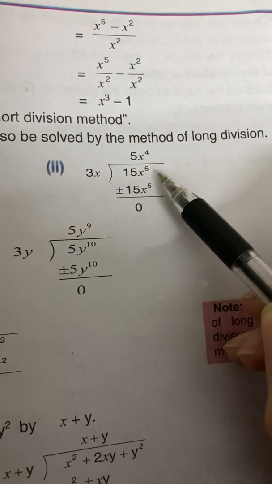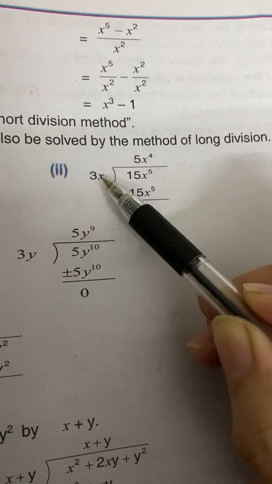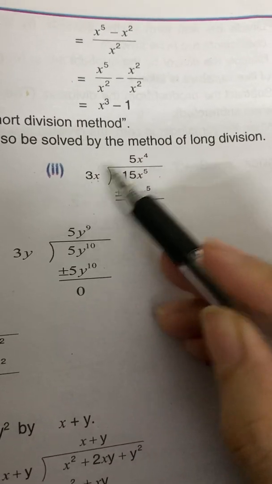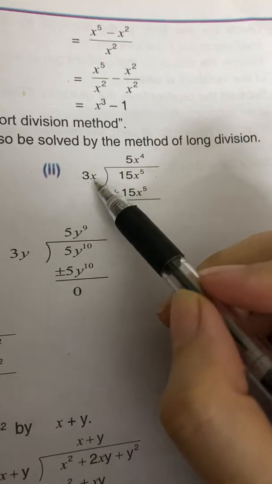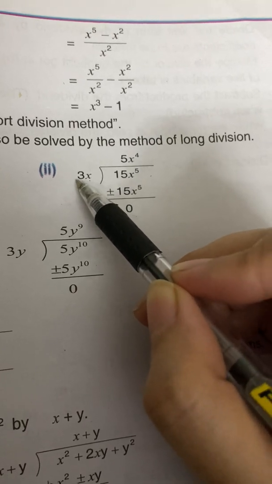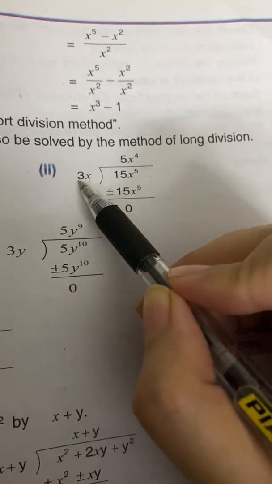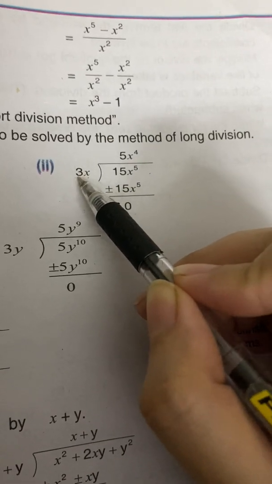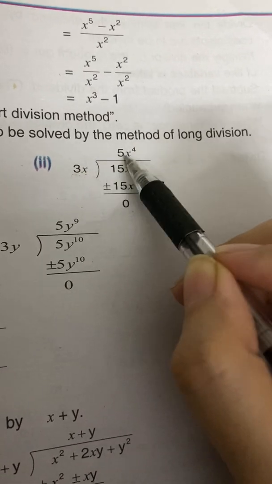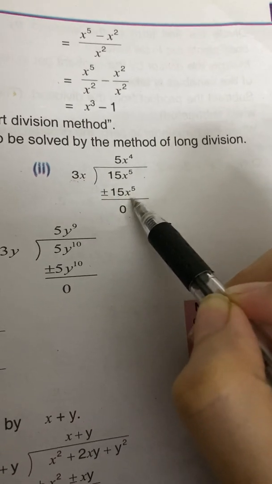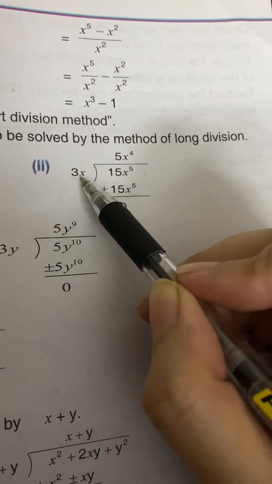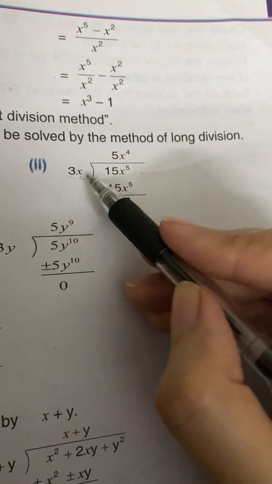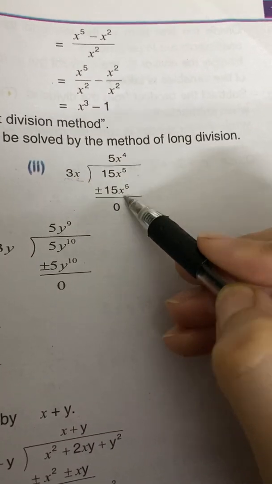We have 15x^5 divided by 3x. So you have to make 15x^5. Now you can see that you have a number, that is 3. What number should be multiplied by 3 to get 15? You know that 3 5s are 15, so we will multiply by 5. But we have to make this x^5, so what variable should be multiplied by x to get x^5?